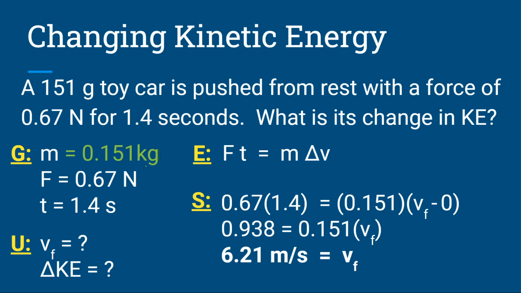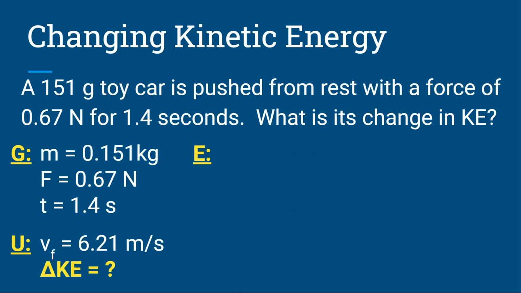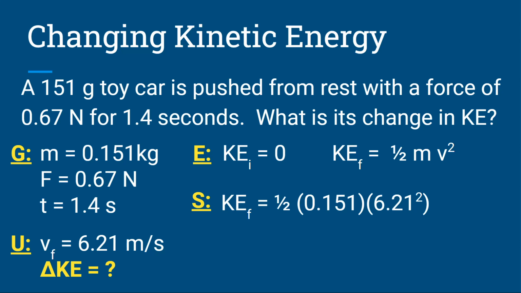Now that I have a final velocity, I can figure out what my final kinetic energy is, and I know my initial kinetic energy was 0 because it was at rest. So my initial KE is 0. My final KE, we're going to solve for 1/2 mv squared. Substituting in, that's 1/2 times 0.151 times 6.21 squared, and that is going to give us a final kinetic energy of 2.91 joules.